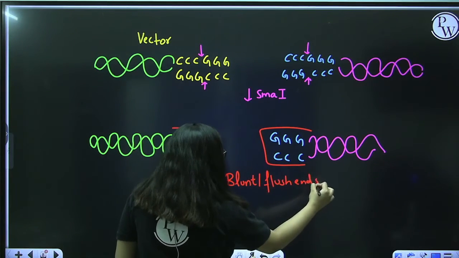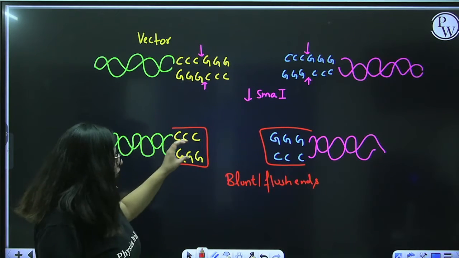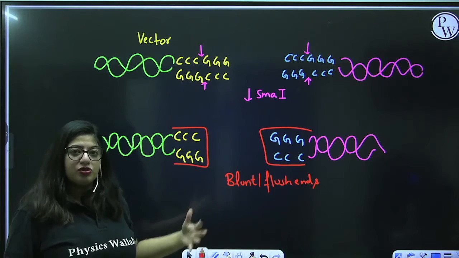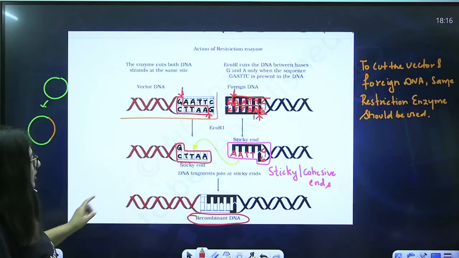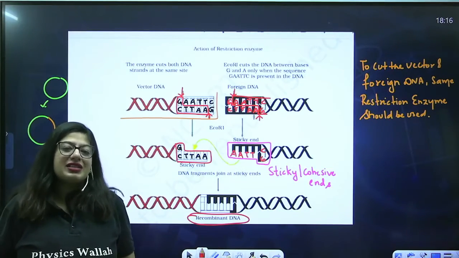They are more difficult to stick. If you want to join this foreign DNA and vector DNA, you will need more energy to join them in comparison to the sticky ends, because those stick easily. Why do sticky ends stick easily? Why can't the blunt ends stick easily?